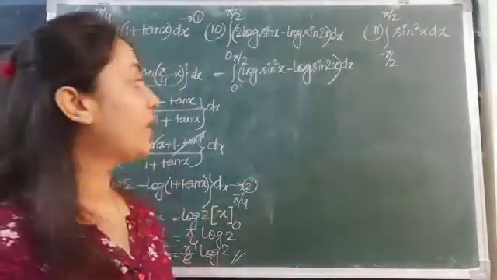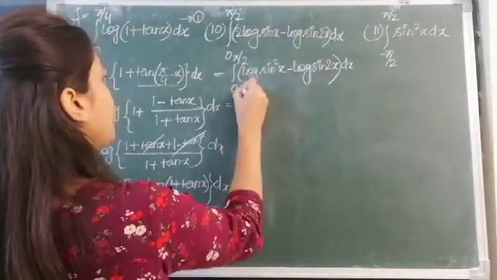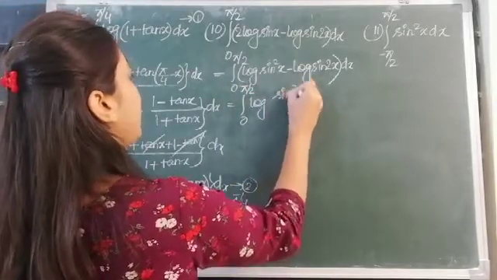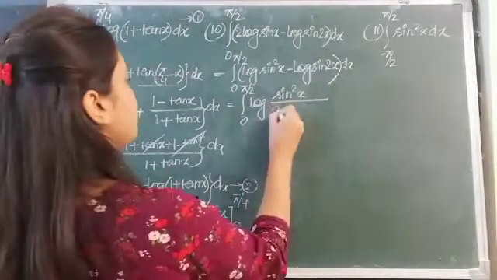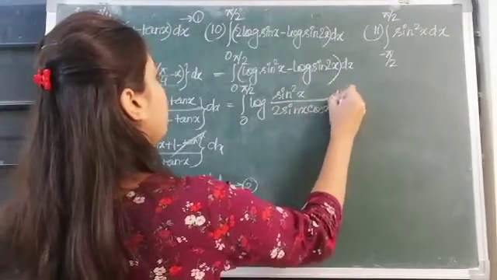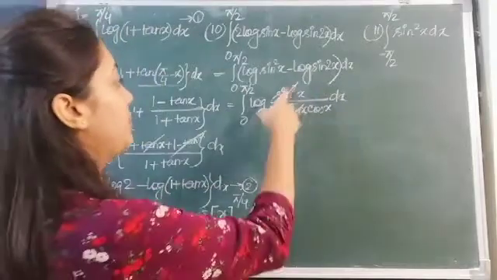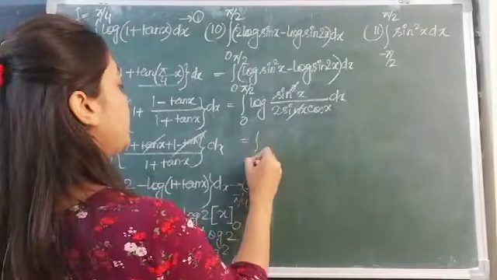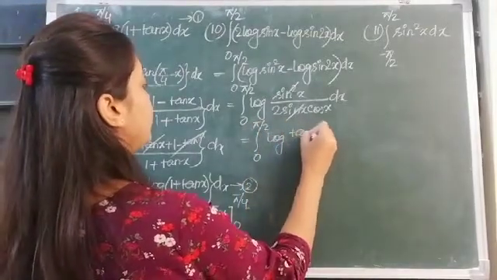Next, log a minus log b is equal to what? Log of a by b. So we will apply the property. So you will get the integral from 0 to pi by 2 of log of sin square x by sin twice x. Sin twice x is equal to how much? 2 sin x cos x. So 2 sin x cos x dx. Now here you see one thing, sin x will get cancelled with one of the sin x here. So you're left with sin by cos and 2. So sin by cos we know that is equal to tan. So the integral from 0 to pi by 2 of log of tan x by 2.